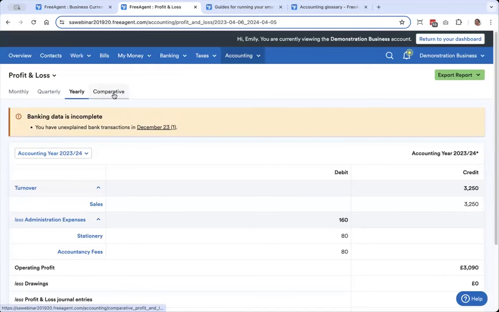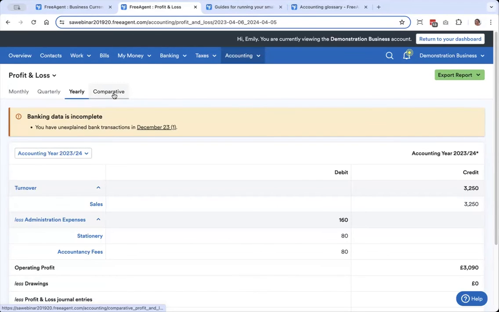Useful as well to use the comparative report to compare two years' worth of P&L side by side, to say, for instance, I made £5,000 worth of sales last year. I've made £10,000 worth of sales this year. Jolly good show. My business is growing. Or you might want to assess different costs against each other. You might want to say, for instance, I spent £6,000 last year. I've spent £4,000 this year. My costs have fallen. Is that good news?